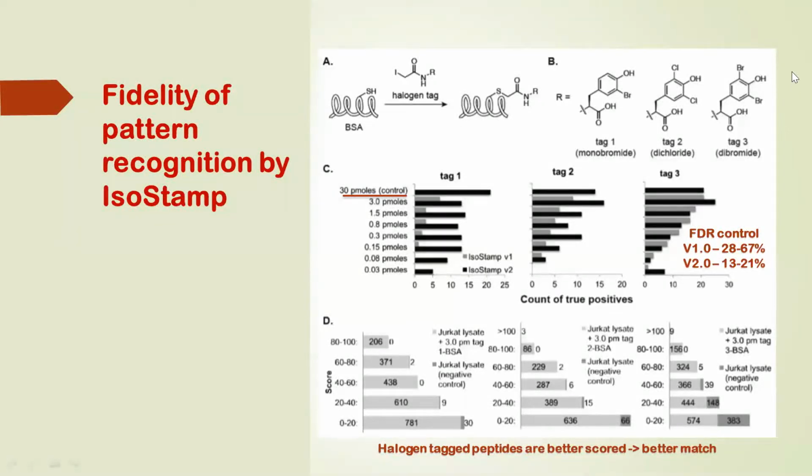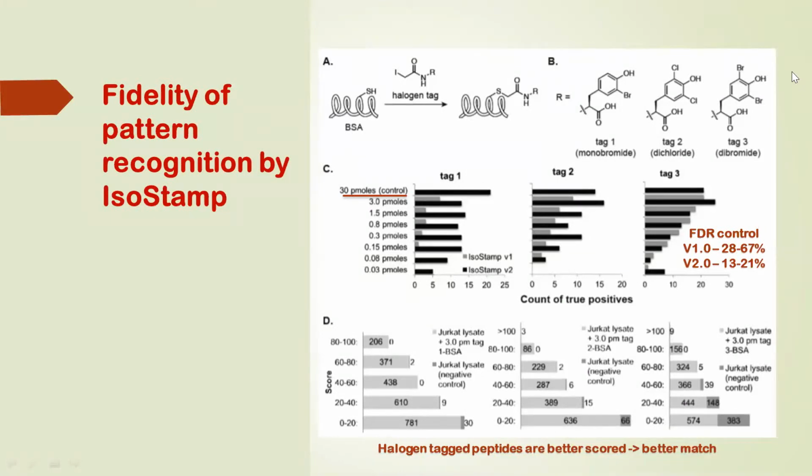And here is the modality of pattern recognition by the IsoTAG, and here is the model system. We are using BSA, and this was tagged with halogen tags, digested, and spiked into Jurkat lysate. And there are 3 different tags. Tag 1 is monobromide, tag 2 is dichloride, tag 3 is dibromide. And from the C, we can find the FDR rate.